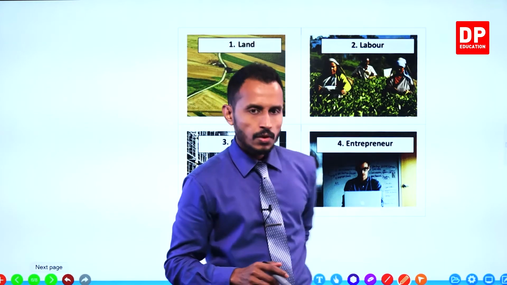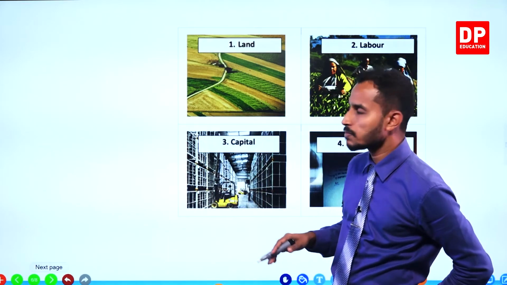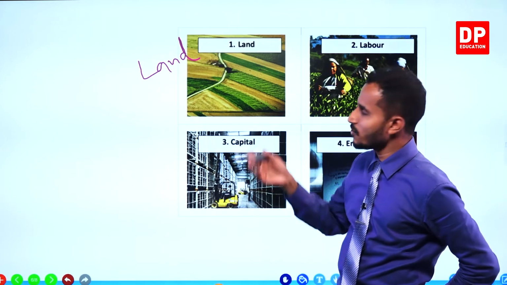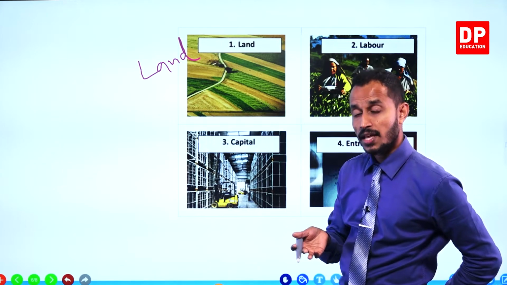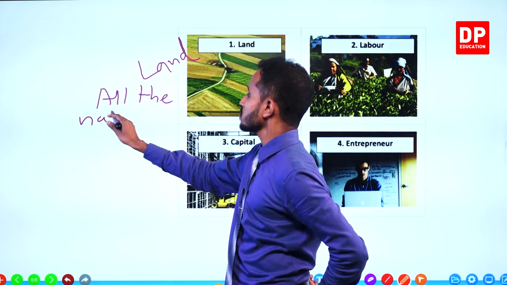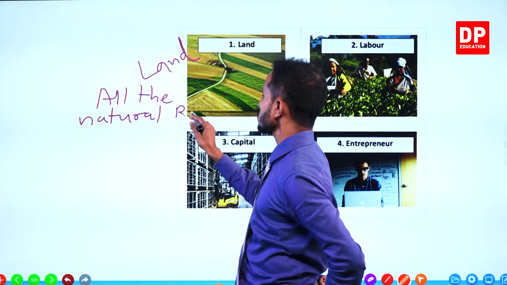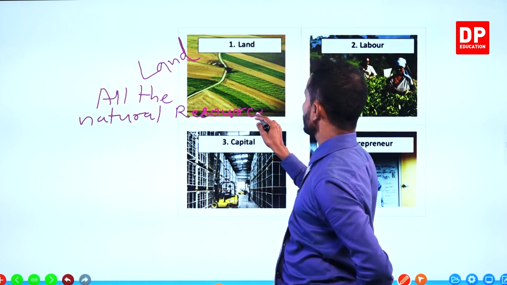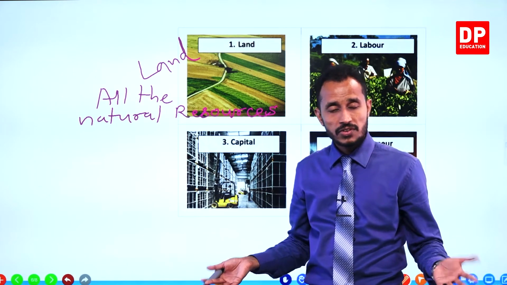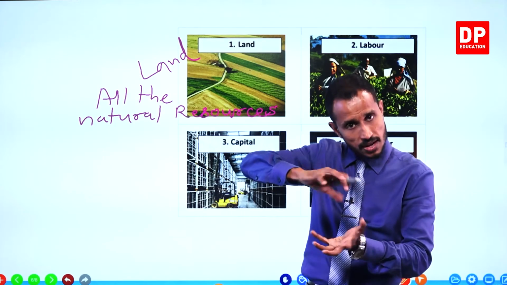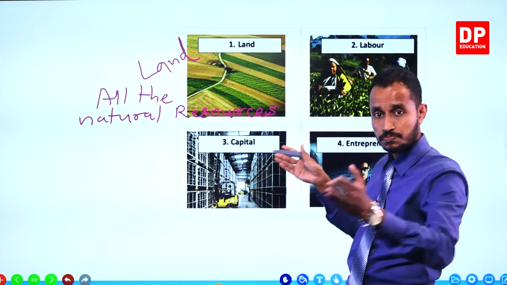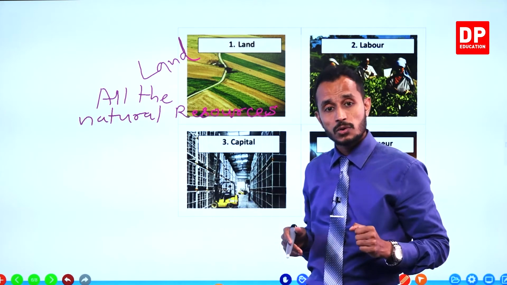Land. The word land means what? Well, land means land. Is that what you said? Land is land, of course. But in the production process, children, land means all the natural resources. Not only land, all the natural resources. There you go. Land means all the natural resources. Whatever natural resources are used in the production process, in the making of goods, those factors are commonly known as land.